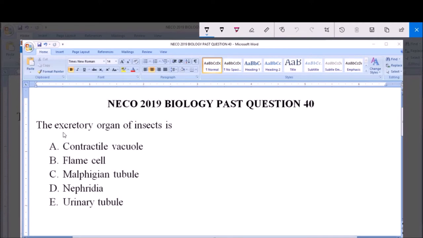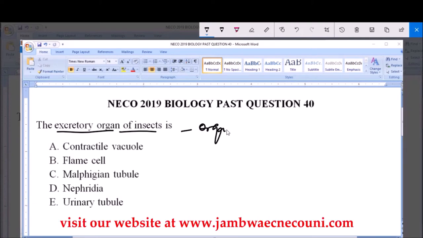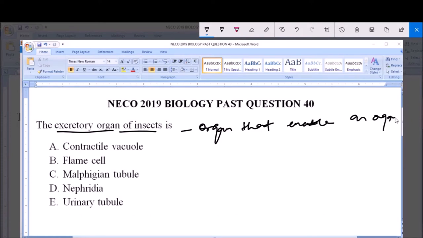So we are asked for the excretory organs of insects. Now excretory organs are organs that enable an organism to remove unwanted materials from their body. So that is the work or the function of excretory organs. Now, this is contractile vacuole. Contractile vacuole is the excretory organ of amoeba, or you can say protozoas.